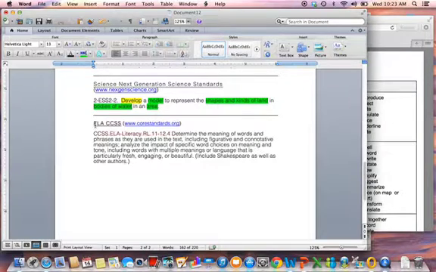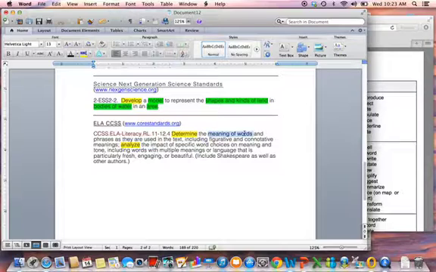And lastly, here's a literacy standard, ELA, from the Common Core State Standards. So students are supposed to determine, cognitive verb, the meaning of words and phrases as they are used in the text, including figurative and connotative meanings, analyze, that's one of those high-end cognitive verbs, the impact of specific word choices on meaning and tone, including words with multiple meanings or language that is particularly fresh, engaging, or beautiful.